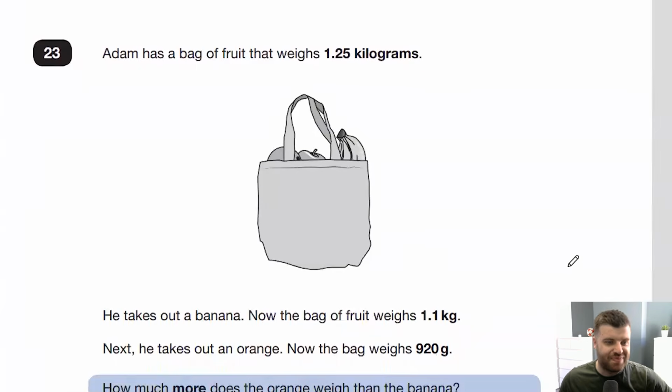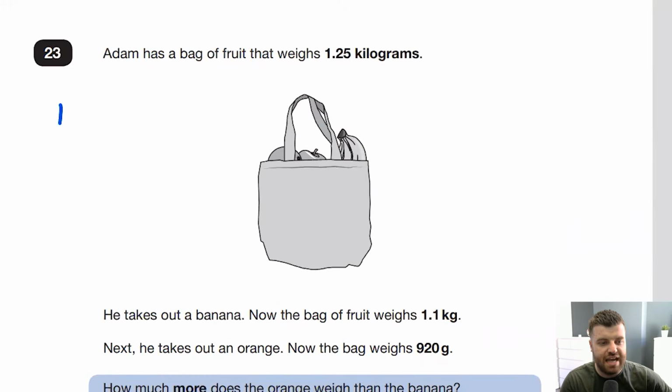Question 23. Adam has a bag of fruit that weighs 1.25 kilograms. He takes out a banana, and now the bag of fruit weighs 1.1 kilograms. Next, he takes out an orange. Now the bag weighs 920 grams. How much more does the orange weigh than the banana? Oh my goodness. Right, let's get started.